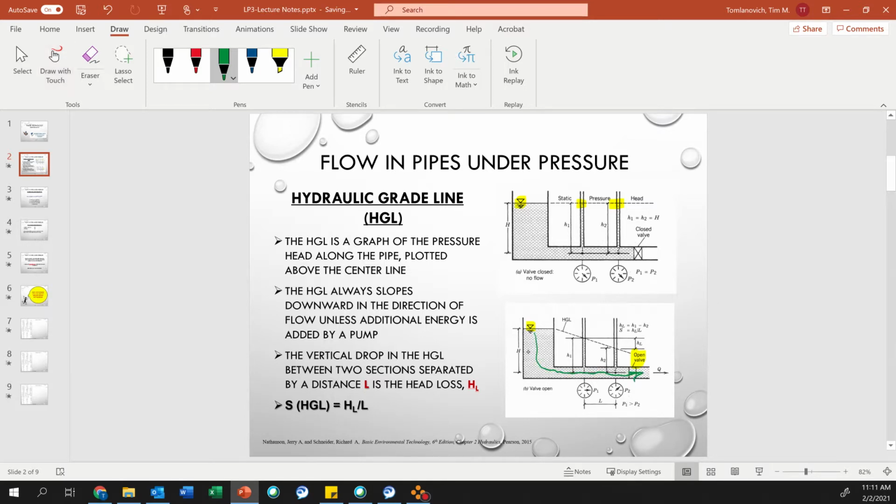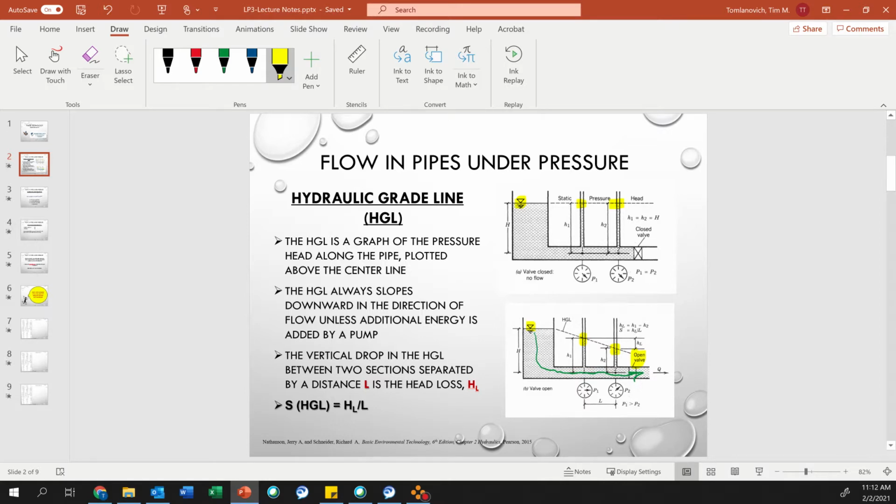As water flows, water particles create friction upon themselves and along the sides of the walls. So the further we get away from the source, the piezometric pressure will decrease in the direction of flow. So that's how we measure flow, hydraulic grade line. If we put a piezometer in there, you can measure that. We can calculate the hydraulic grade line.